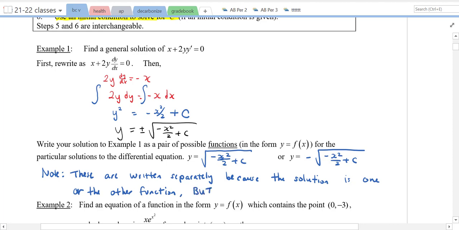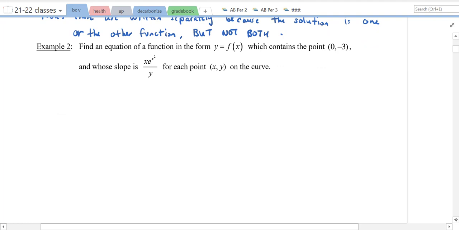But here's the thing, but not both. Because when I have both, it actually is not a function, it's a relation. Okay, all right, so just be aware of that. You're going to choose one of these parts if you get a situation where you have this plus or minus square root. Okay, let's take a look at example number 2.